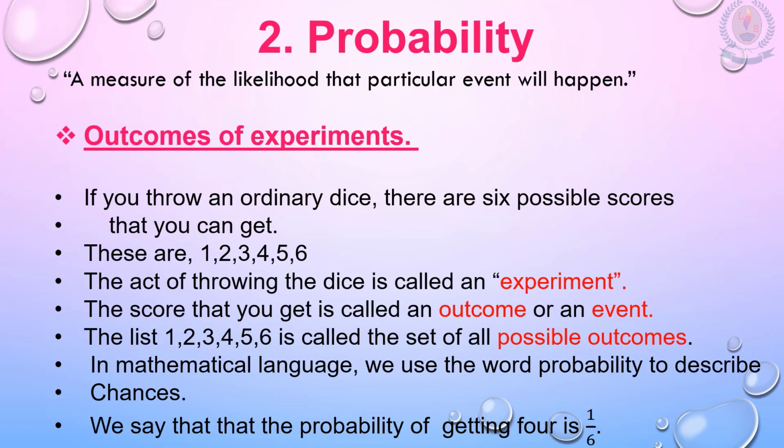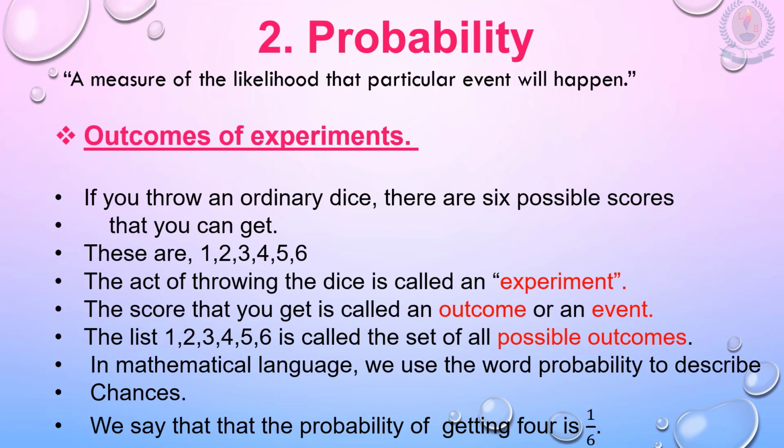Outcomes of an experiment. Think you are going to throw an ordinary six-sided dice. So there are 6 possible scores that you can get. What are they? They are 1, 2, 3, 4, 5, 6. So the act of throwing the dice is called an experiment.